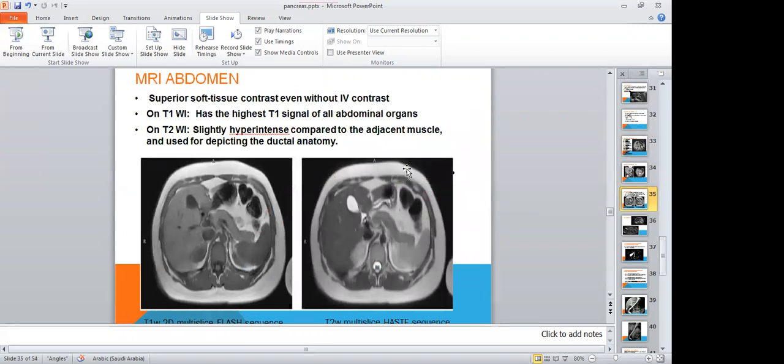MRI: superior soft tissue contrast, even without IV contrast. On T1 weighted image the pancreas has the highest T1 signal of all abdominal organs. This is a T1 image. On T2 weighted image, it is slightly hyperintense compared to the adjacent muscle and is used for depicting the ductal anatomy. This is the duct.